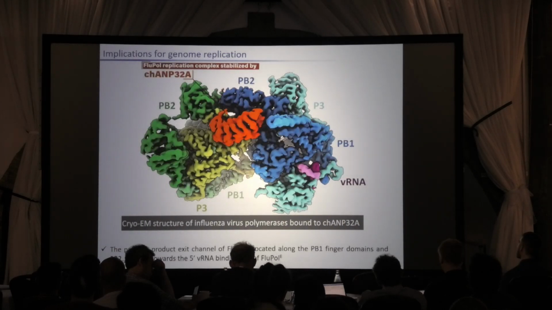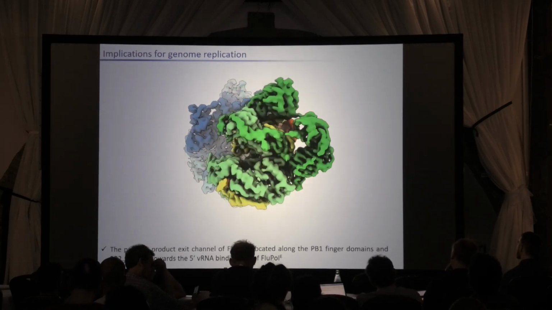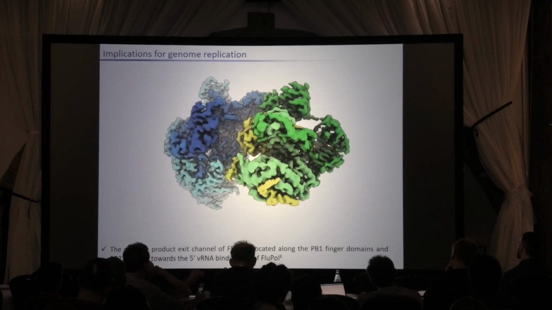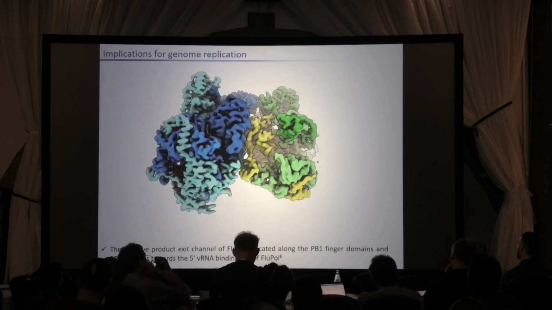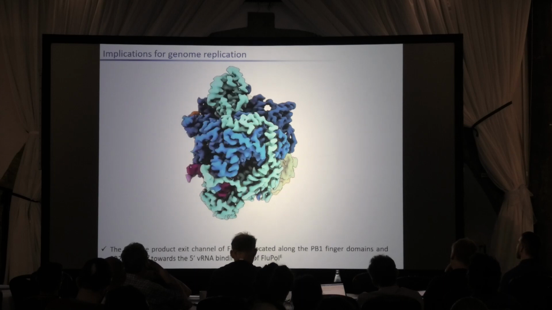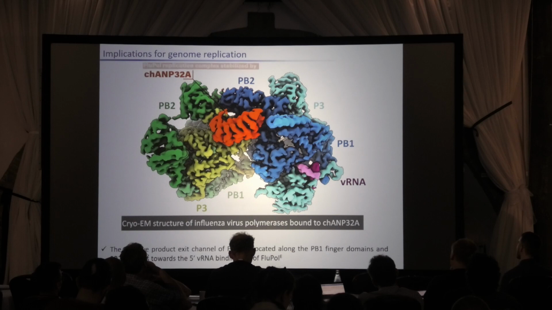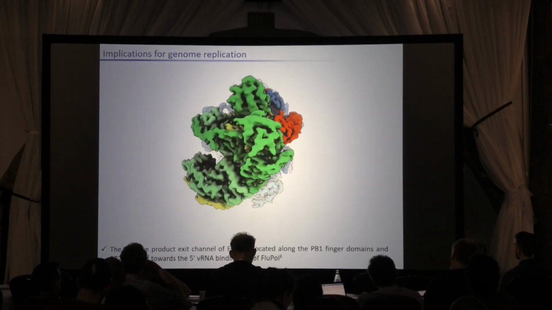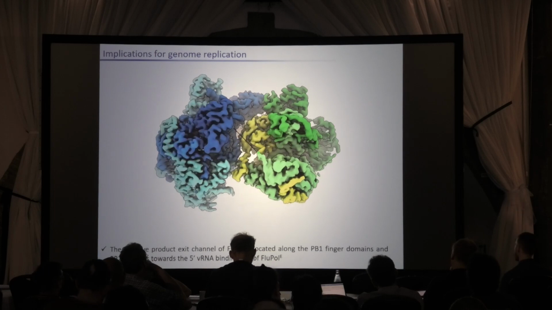This is a movie which highlights the important bits. So the product will be coming out here, and where it has to bind is in this little pore here. So this is a sort of replicating platform, which means that as soon as the 5' end of the product RNA comes out of the replicating polymerase, it's immediately bound by the encapsulating polymerase. So you don't have free RNA.